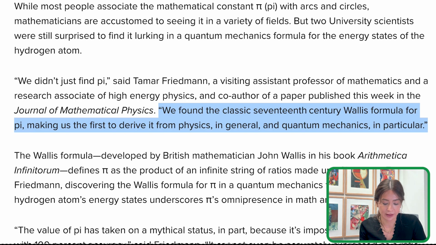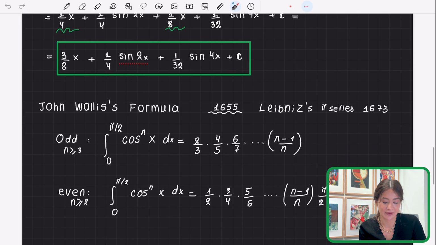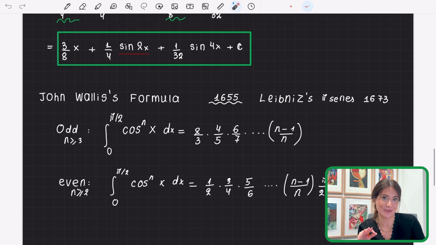And because the universe reveals itself through mathematics, and sometimes we're lucky enough to catch that, it is absolutely moving and beautiful. 1655 is when John Wallis came up with the formula for pi, and that's what you would look up. You would look up a formula for pi. It's an infinite product, and it was 18 years before Leibniz's formula for pi.